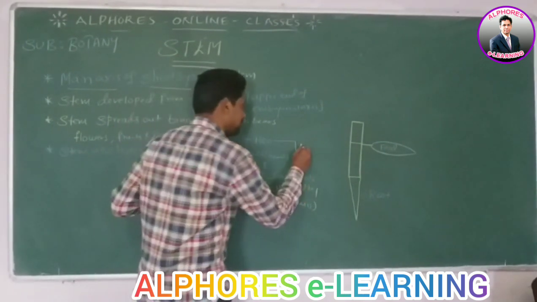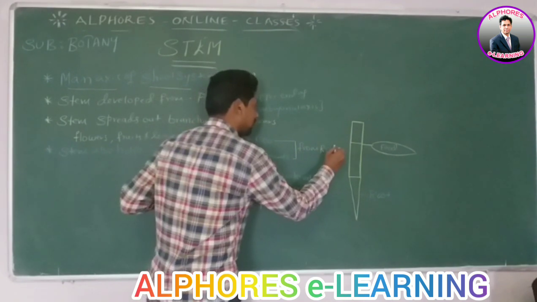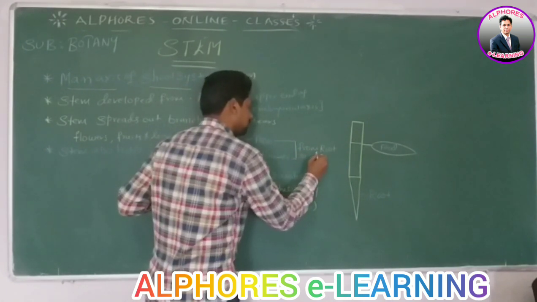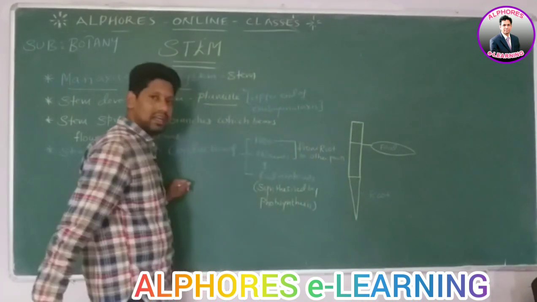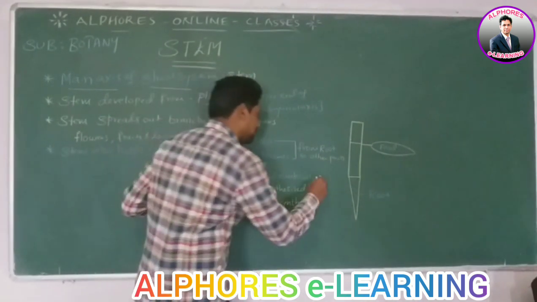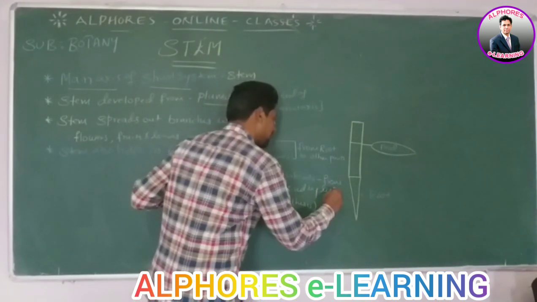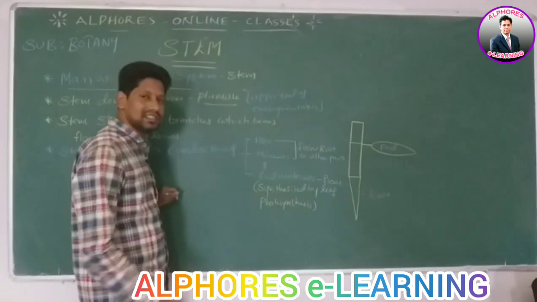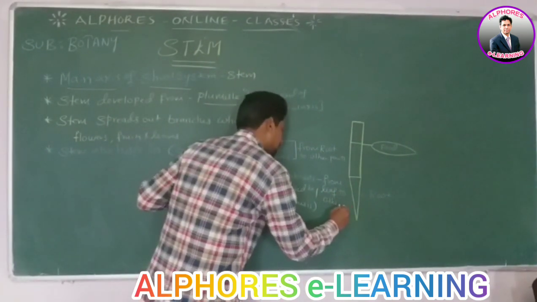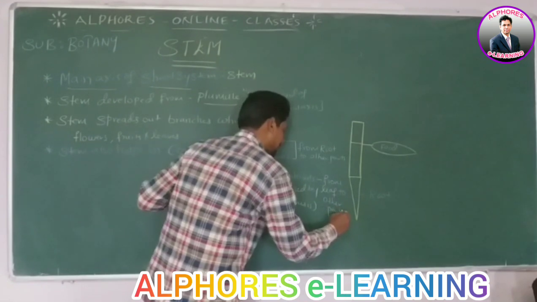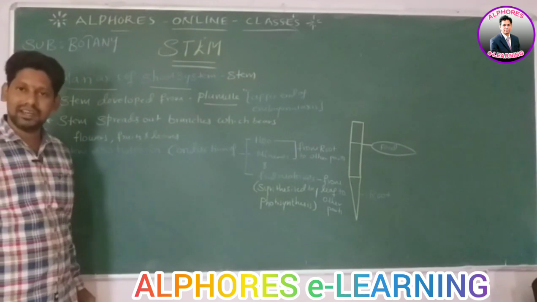From where, sir? From root to other parts of the plant. Is it okay? Whereas it helps in conduction of food materials. From where, sir? Generally, which part synthesizes food materials? Leaf. Therefore, from leaf to other parts. From leaf to what, sir? Other parts.